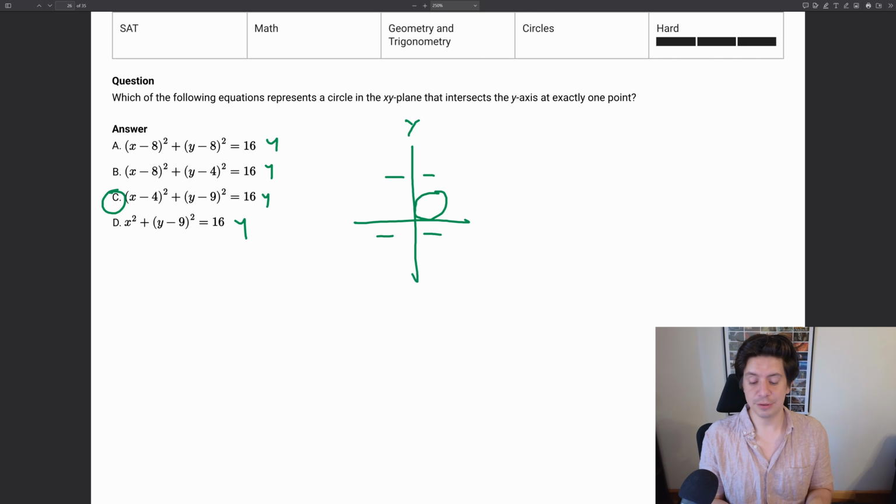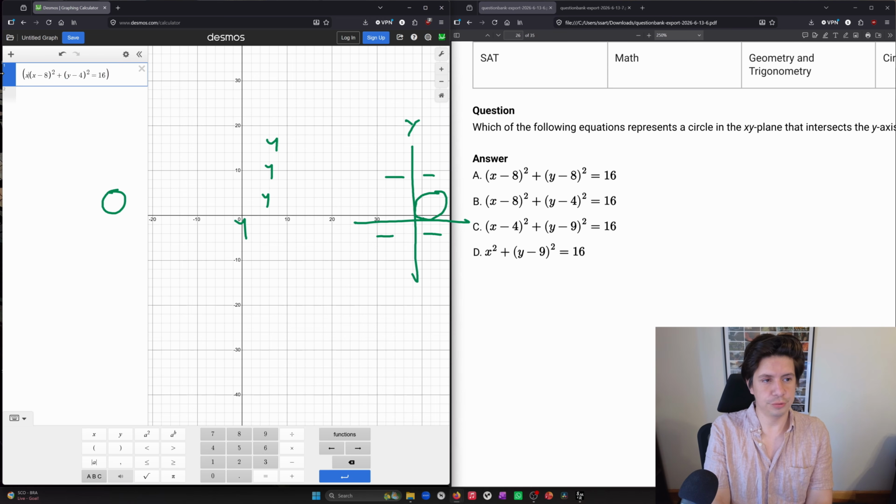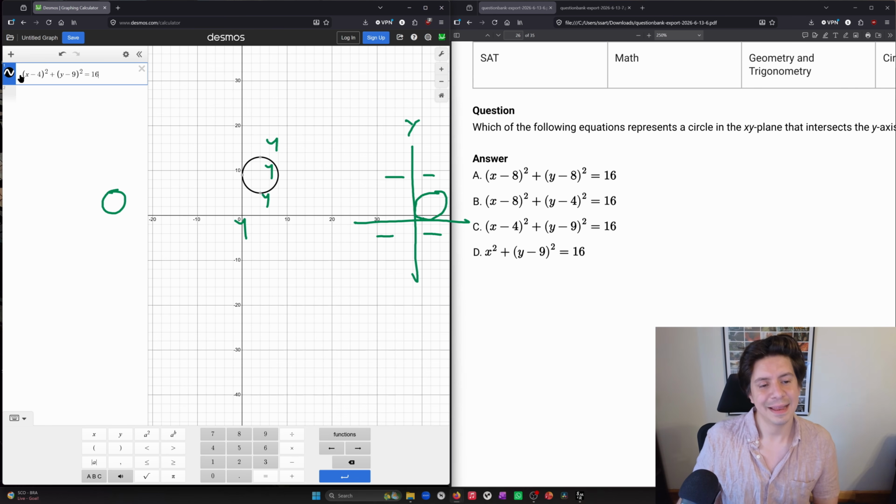If you didn't know that, you could use Desmos to find it. I'll show you how to do that right now. So you do (x - 4)^2 + (y - 9)^2, the 9 doesn't really matter, equals 16. And it touches exactly once on the y-axis. Be careful to make sure it's the y-axis, not the x-axis. It's kind of confusing because you have to use the x to find the y thing, but that's how it works. Just be careful with that.